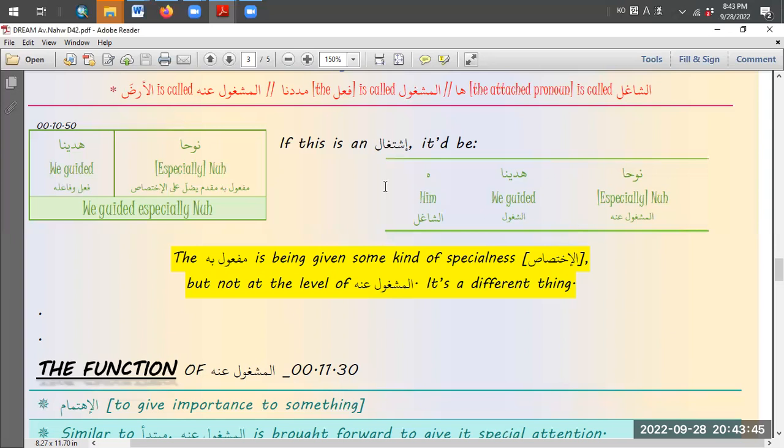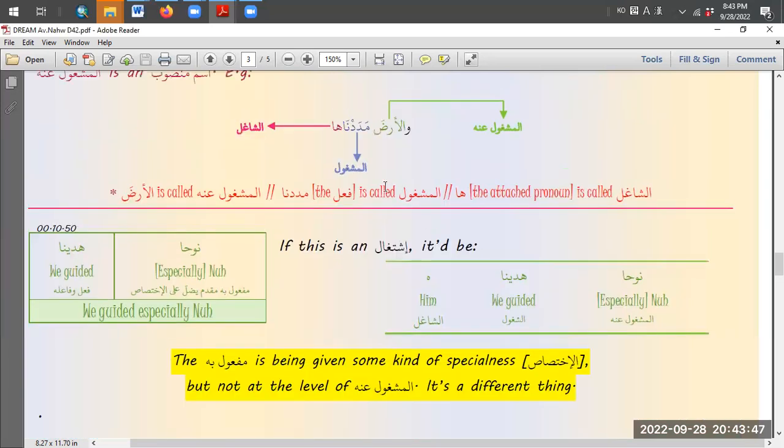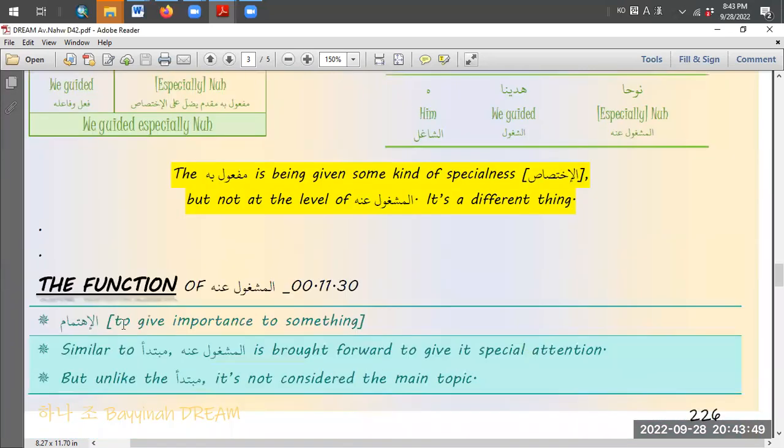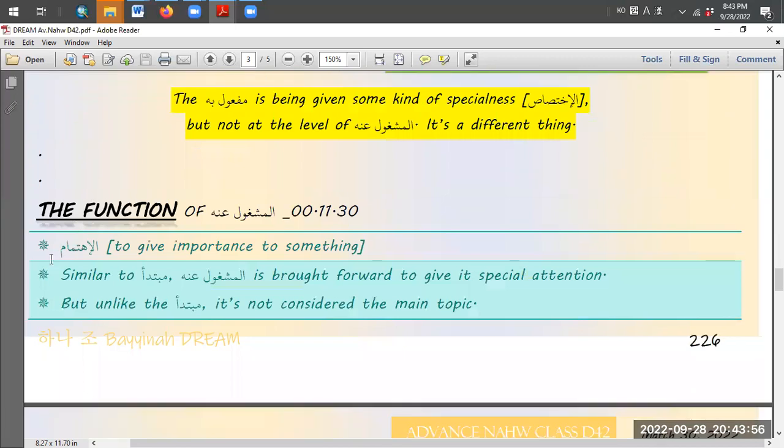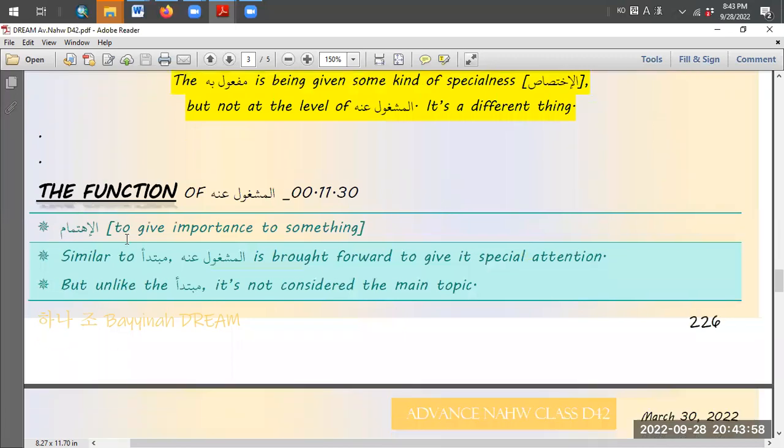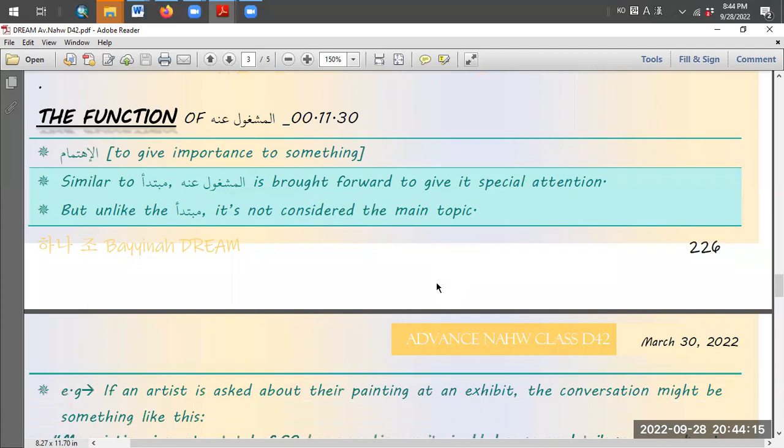This is only the term, right? And the function of al-mashghul anhu is ihtimam, or to give importance to something. Similar to mubtada, al-mashghul anhu is brought forward to give it special attention. But unlike the mubtada, it is not considered the main topic.